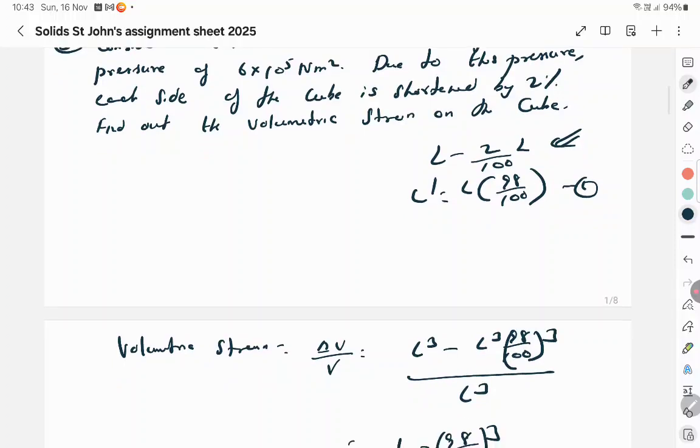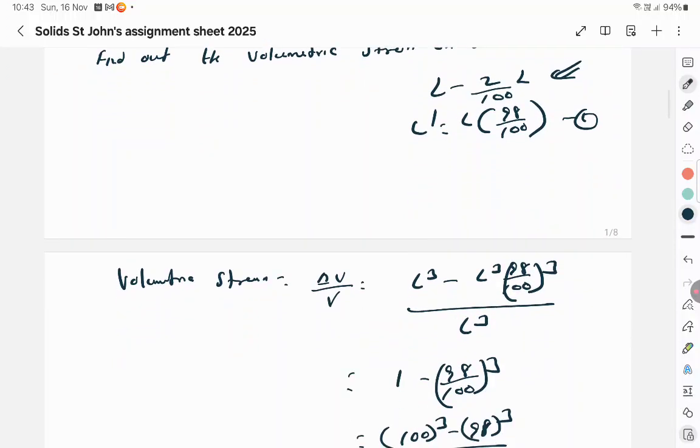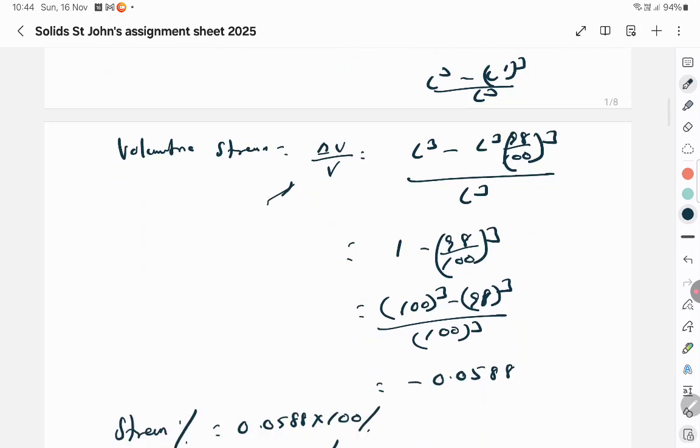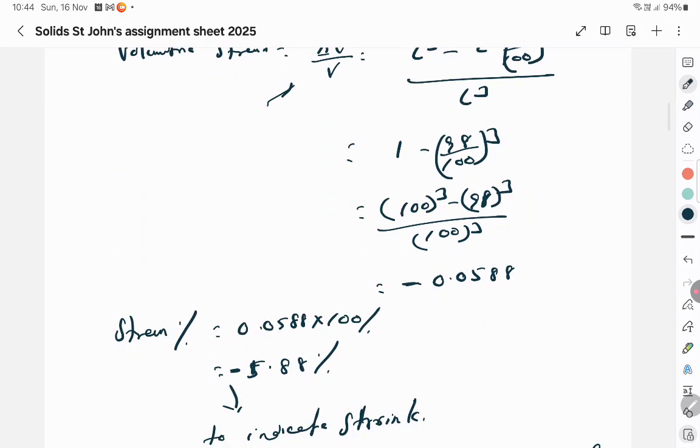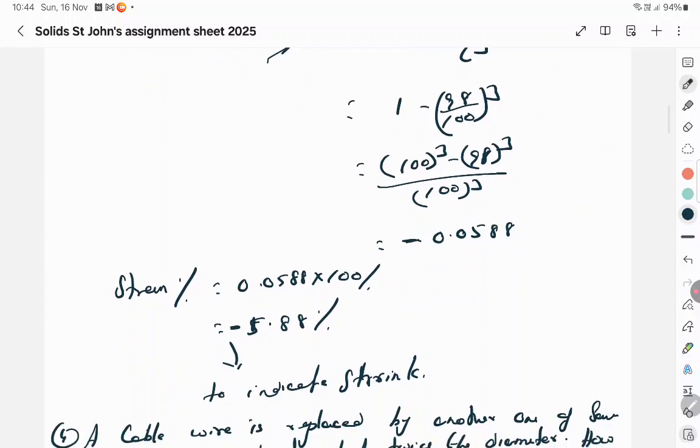Then the volumetric strain is delta V by V. Change in length is initial length minus final length. The whole cube, because everything is volume, change in volume by original volume: L cube minus L dash cube, where L dash is 98 by 100 L, the whole cube, by L cube. Just substituting this value. You have to insert a negative sign to show that the strain is a decrease in volume. And so percentage means you just multiply it with 100%.